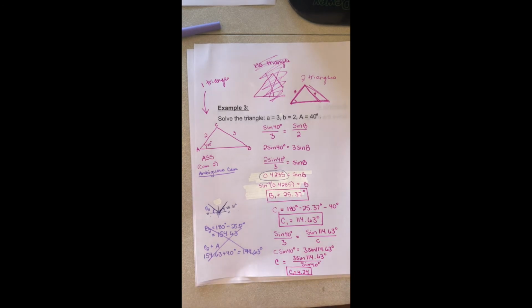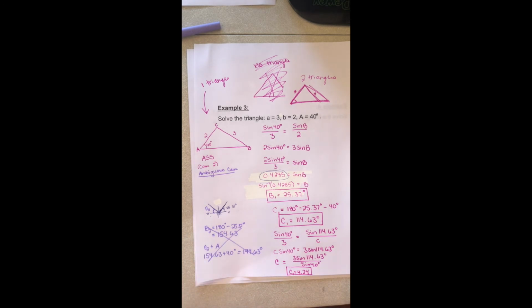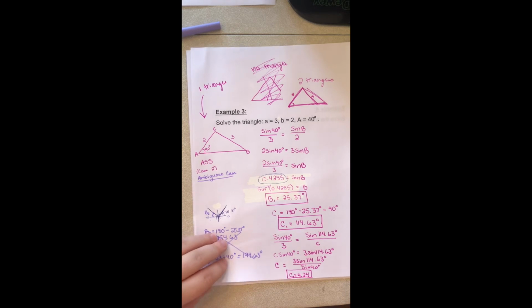Now, if you were to have two triangles, that doesn't mean it creates both triangles at the same time. What that means is it could create one of the two triangles. So it either has an option between two. It creates one triangle and one triangle only, or it can't create a triangle at all. And that's what you're really checking for in this ambiguous case.